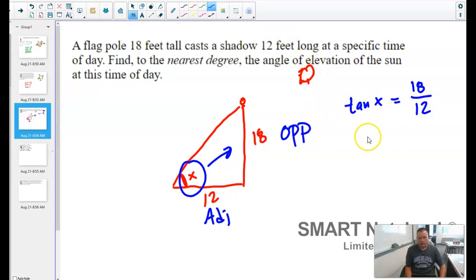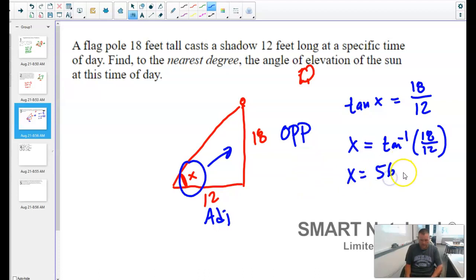And so if you guys remember, we have to use our inverse for this, which would give me X equals the inverse tangent of 18 over 12. If you guys don't remember that, then you might want to go back a couple ideas and make sure you're good with that. So the inverse tangent of 18 divided by 12. And so I get X is equal to 56.31 degrees.